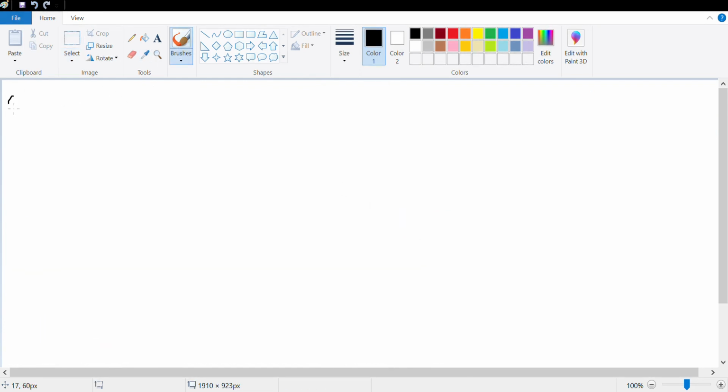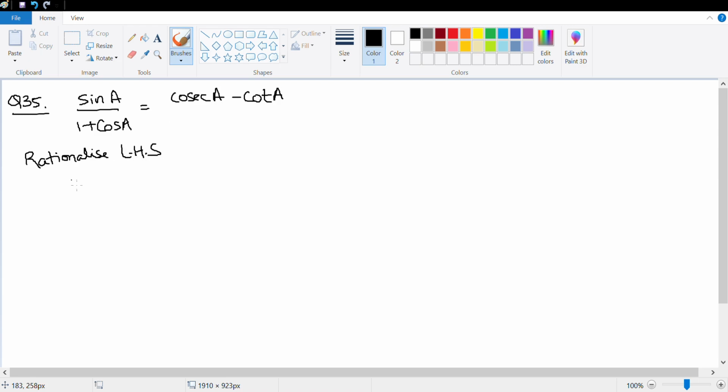So question 35 for us was sine A upon 1 plus cos A. I have to prove this is equal to cosec A minus cot A. Perfect. So let's rationalize the left hand side, and what I get is sine A times 1 minus cos A upon 1 plus cos A times 1 minus cos A.